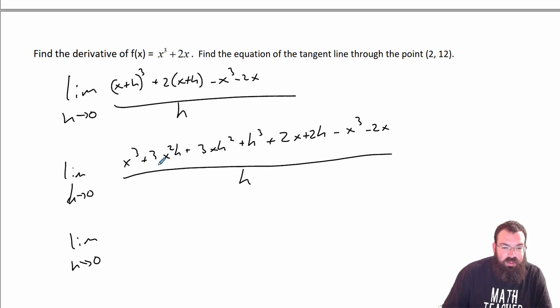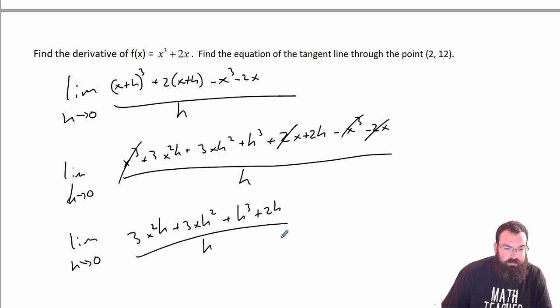Now I can cancel some things out, right? So x to the thirds are gone, 2x's are gone, and everything else has an h in it, so that's great. 3x squared h plus 3x h squared plus h to the third plus 2h, and all of that's over h. Cancel the h's out, so I get limit as h approaches 0.